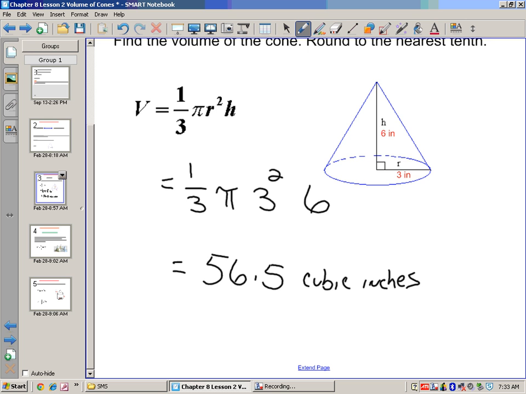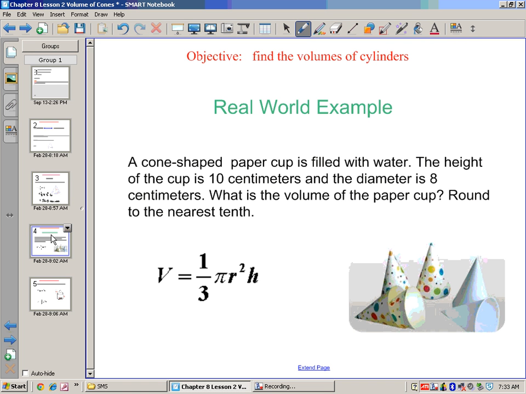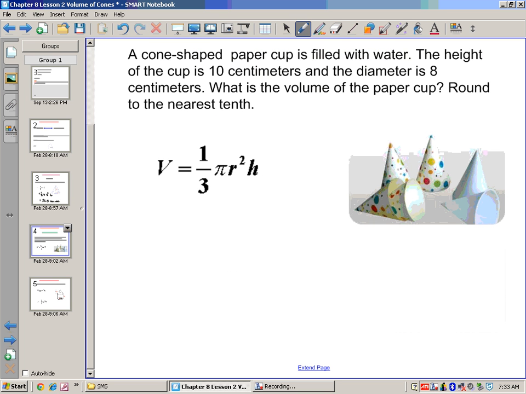Okay, let's move on to our next example, a real world example. A cone-shaped paper cup is filled with water. The height of the cup is 10 centimeters and the diameter is 8 centimeters. What is the volume of the paper cup? Round to the nearest tenth. And once again, the formula is given to you here, but also always write it down, it helps you to remember it. The more you write it down, the more you're going to remember. So we're just going to fill in.